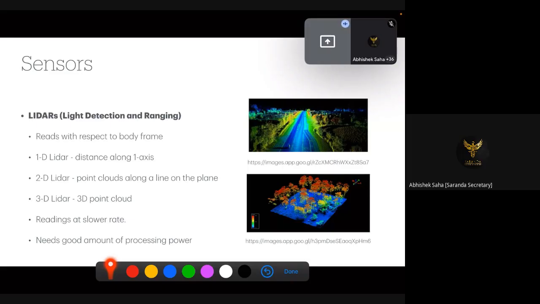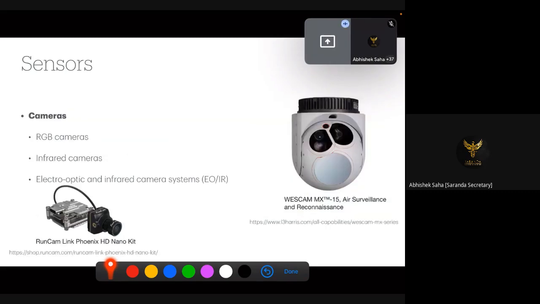If you see the images on the right, these are taken with the 3D LiDARs, and you can almost see the 3D structure of the environment. They again have a slower rate and need good processing power. Another sensor which is very popularly used is cameras. They can be RGB cameras, infrared, or EOIR cameras.